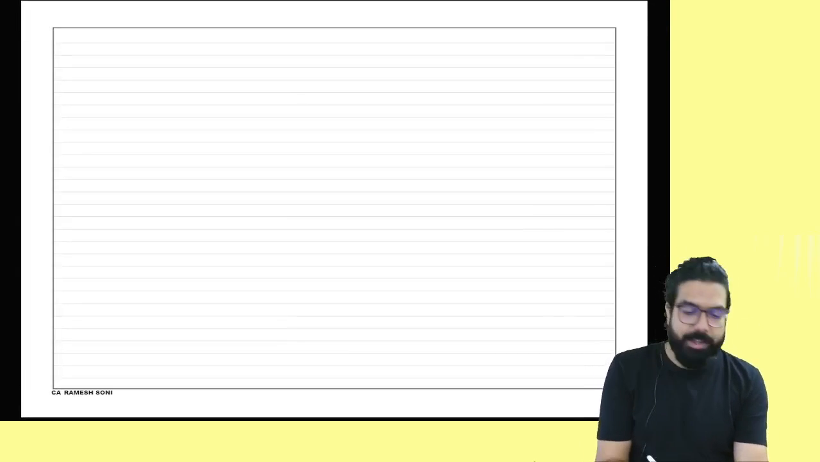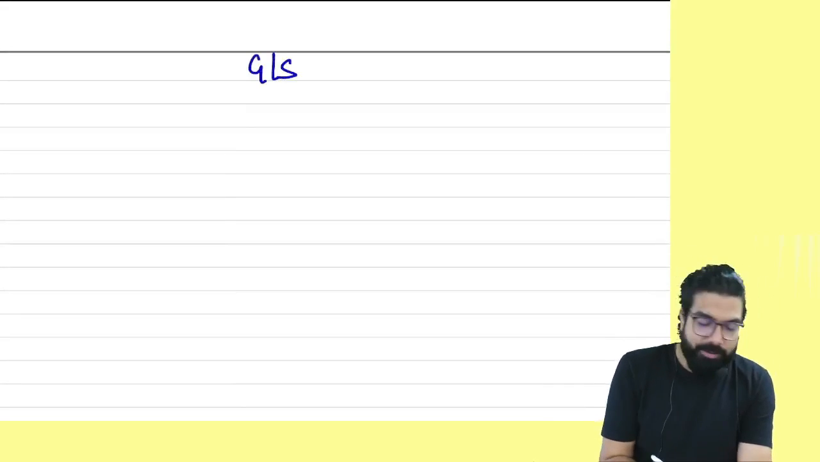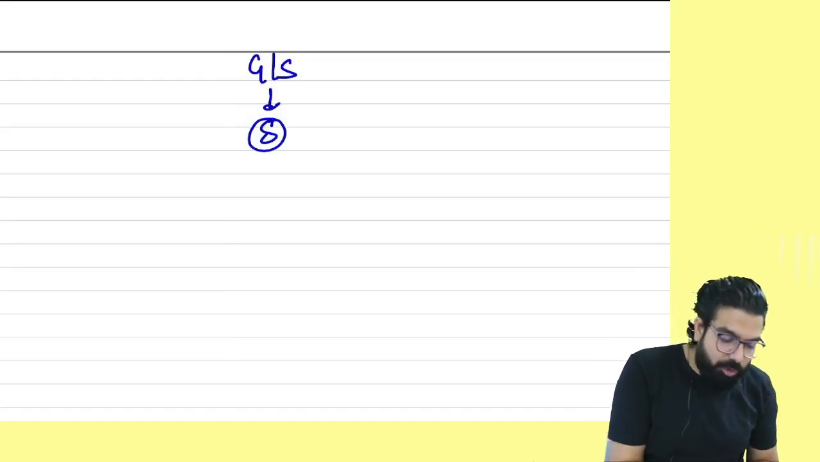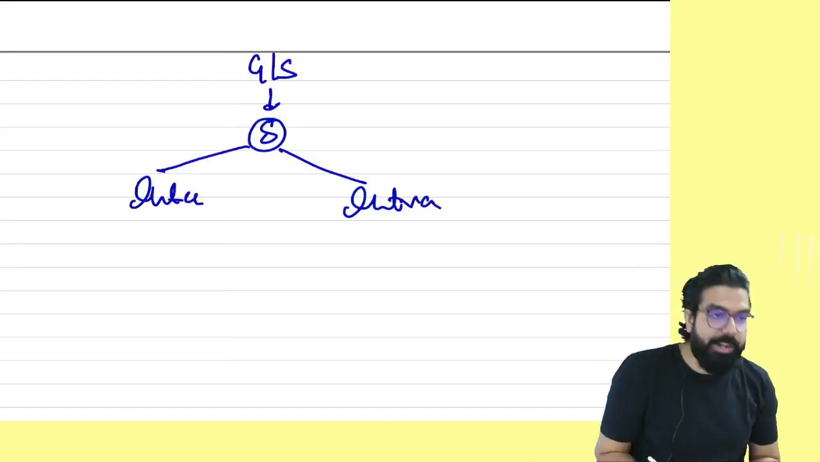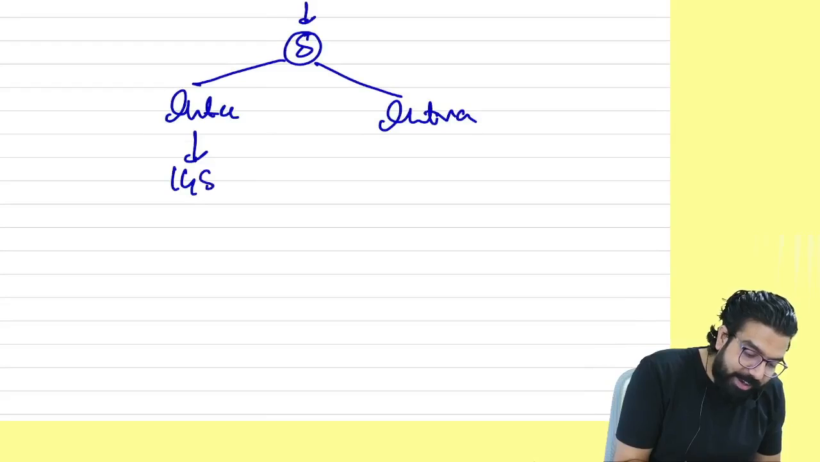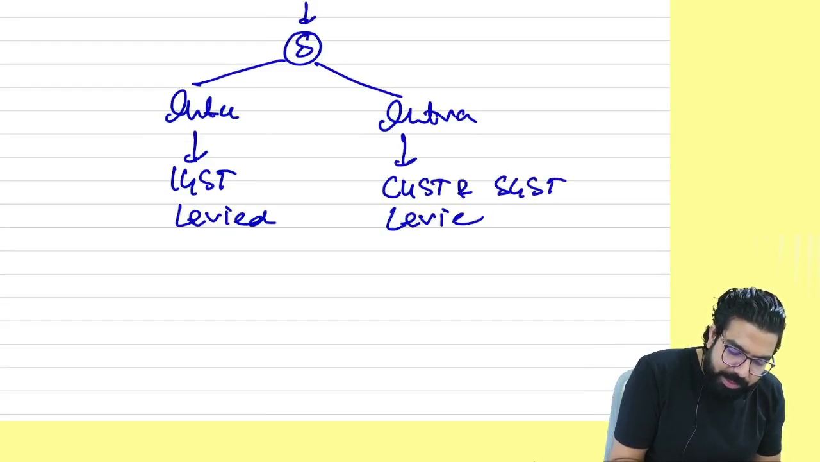Can we take a quick linking? We started learning GST with what? Goods or service. Goods or service has to be supplied. Supply should be either interstate supply or intrastate supply. Interstate supply, what will be levied, everyone? IGST will be levied. Intrastate, what will be levied? CGST and SGST will be levied.